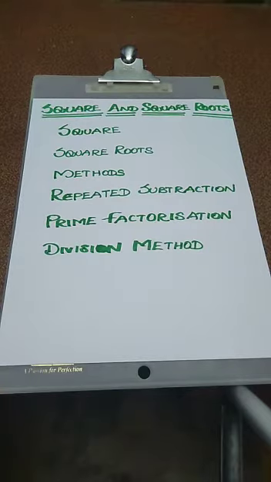The next one is prime factorization. We find the prime factors of the given perfect square and arrange them in pairs. Then we choose one factor from each pair and multiply them together. The product thus obtained gives the required square root. Another one is the long division method. Now I am going to explain one by one.